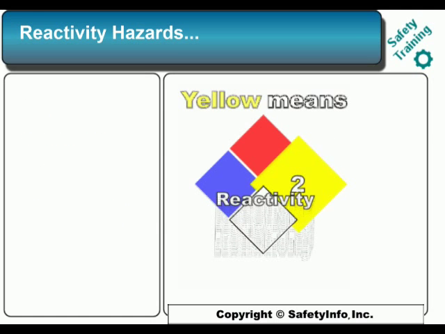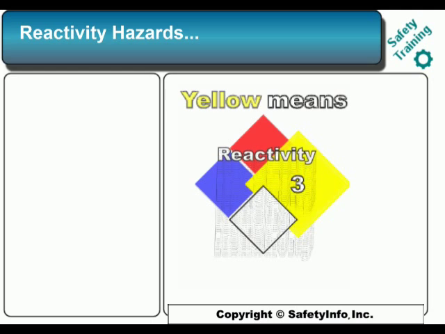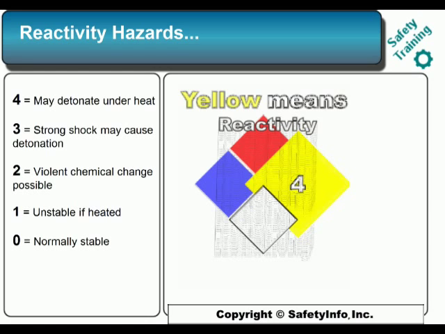The yellow portion of the NFPA label tells you about the chemical reactivity, or how unstable the chemical may be. The number 4 means that the product may detonate under heat. 3 means that a strong shock may cause detonation. The number 2 indicates that violent chemical changes are possible. 1 means that the chemical is unstable if heated. A 0 in the yellow area tells you that the product is normally stable.